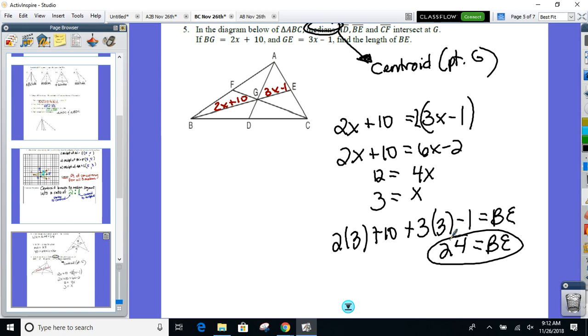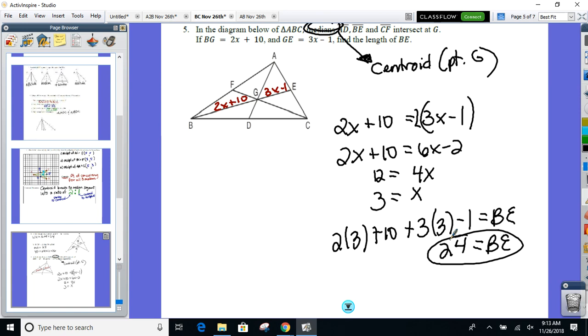Anything else? How do we feel? We got three. What are the 3 points of concurrency here? Let's review all 3 before I get to the 4th and final one. Circumcenter. We'll go over it a ton, what you should know about it. Circumcenter, incenter, and then we just found the centroid.